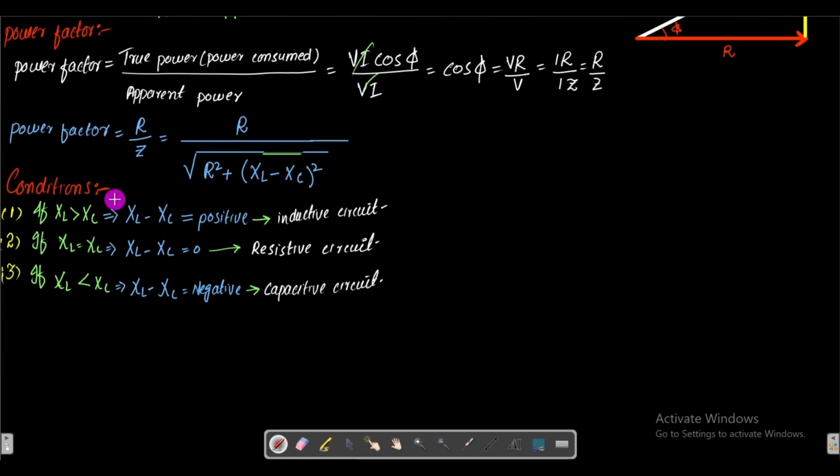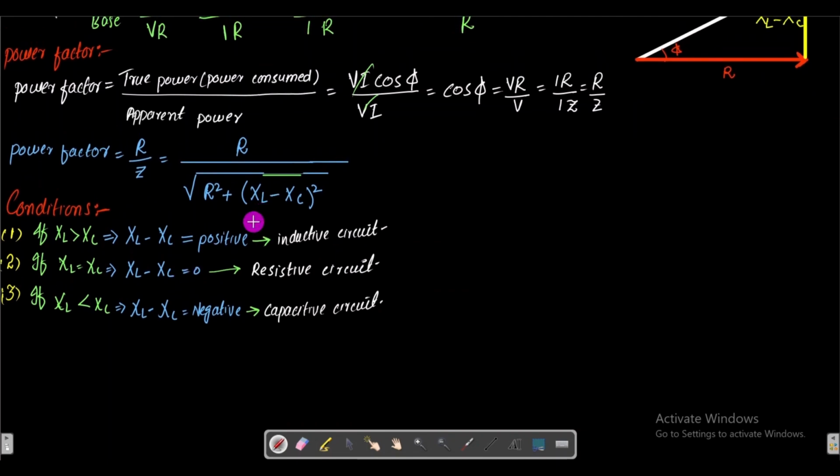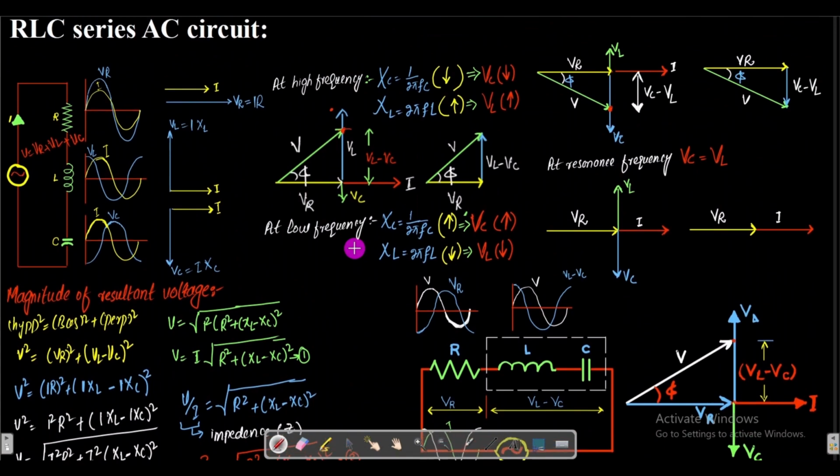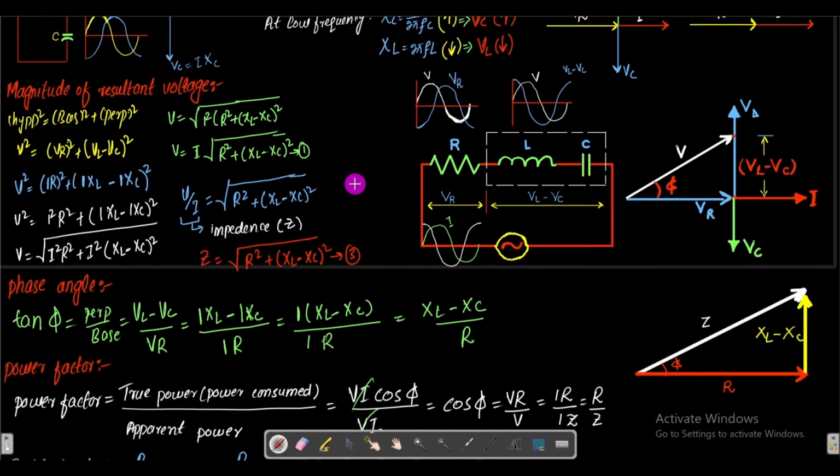Now here are three conditions, and I have discussed that in the first condition, if XL is greater than XC, then XL minus XC will be positive, and in this case the RLC circuit will behave as an inductive circuit. So this condition is present here. In this case, XL is greater than XC. Therefore this RLC circuit behaves as an inductive circuit.